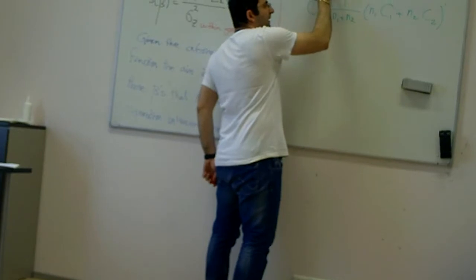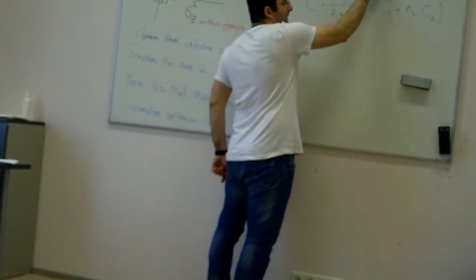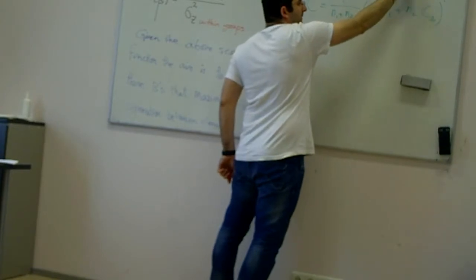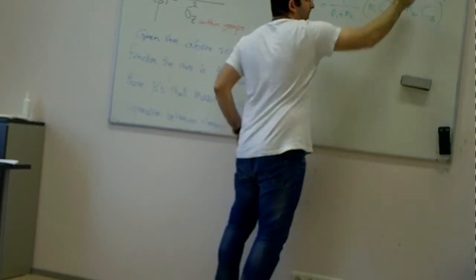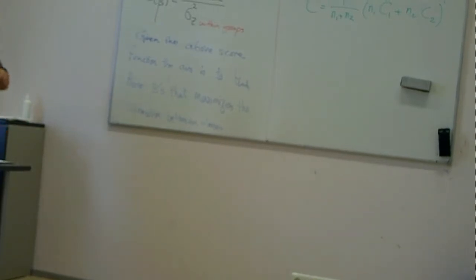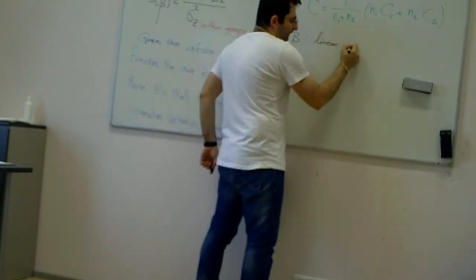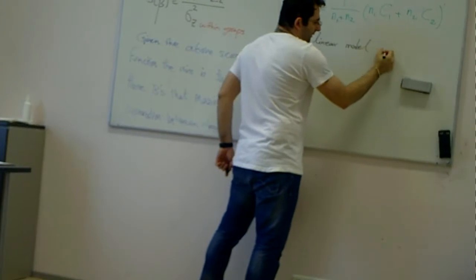C is referred to as the pooled covariance matrix, which means the covariance matrix of all data which are in the same pool. Betas are known as linear model coefficients.